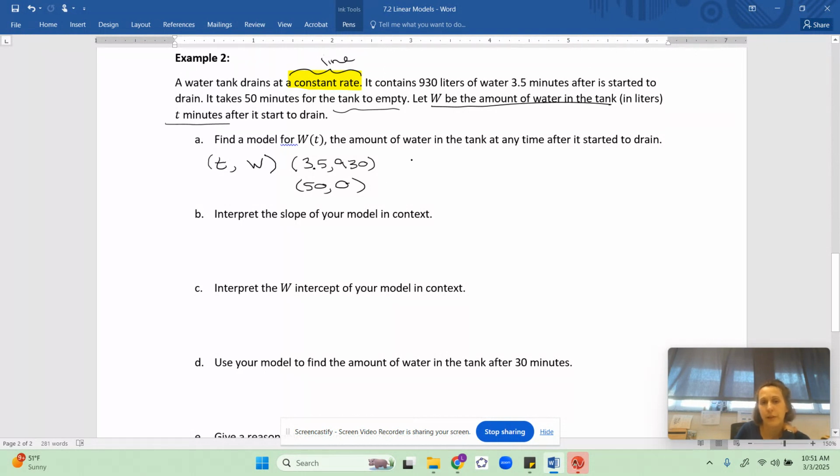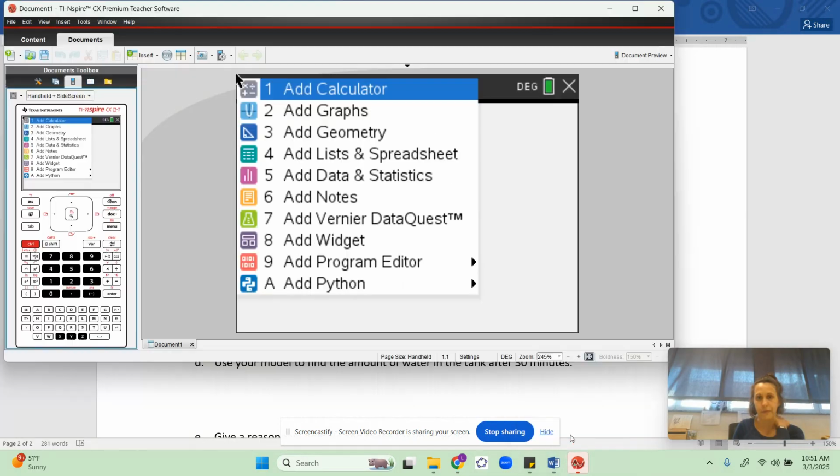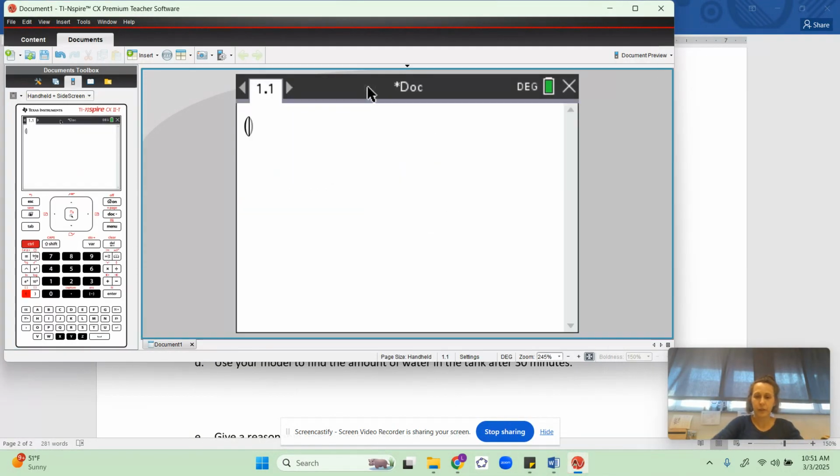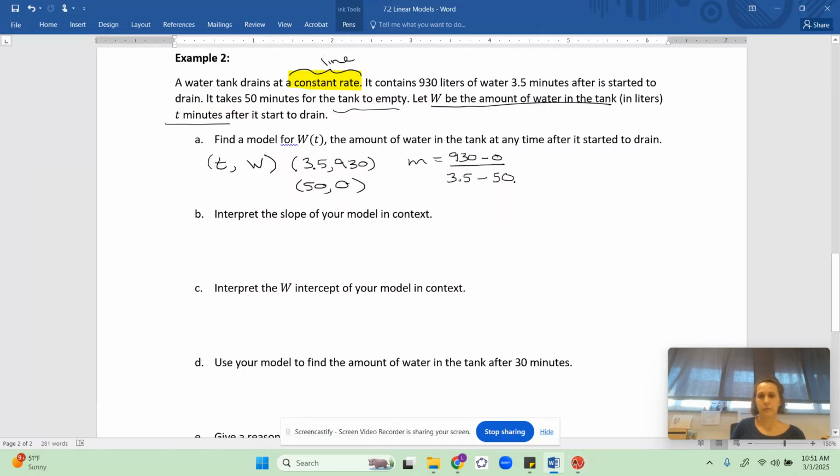To write the equation of a line, the first thing I'm going to do is find the slope, which is y2 minus y1 over x2 minus x1. So 930 minus 0 over 3.5 minus 50. If I type that in the calculator, 930 minus 0 divided by 3.5 minus 50, I get negative 20. So the slope is negative 20. That makes sense because the tank is draining, so that's a negative slope.